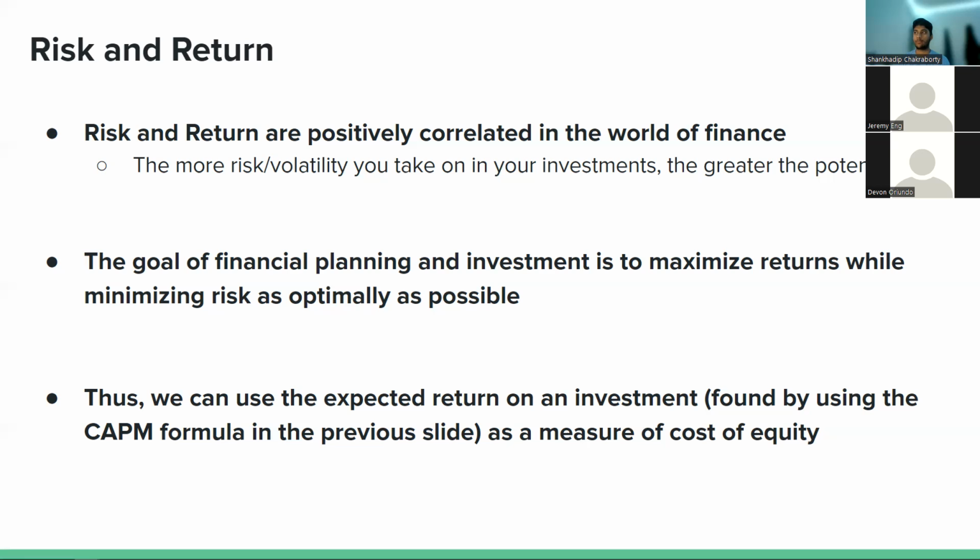Knowing that risk and return are positively correlated, how do you lower risk while increasing return? So you have to do a lot of hedging and a lot of financial mathematics and planning. A lot of it just comes down to brass tacks. When it comes down to brass tacks, it's all about planning, financial and non-financial alike. We can thus use the expected return on an investment as a measure of cost of equity. So this is what I was talking about in terms of how to use CAPM, and I'll go into that in the next slides. CAPM can also be thought of as cost of equity, or how much your investors expect from you.